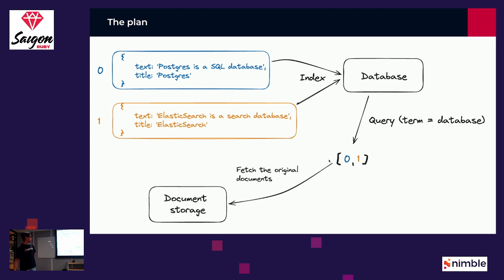And finally, we're going to pass it to document storage and say, hey, give me these two documents. I want these two. And that's the high-level plan. Is there any confusion about this? Okay, so I'm going to move on. We're going to try to implement each component individually.